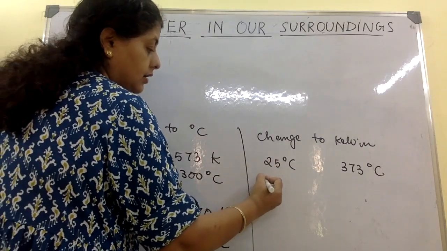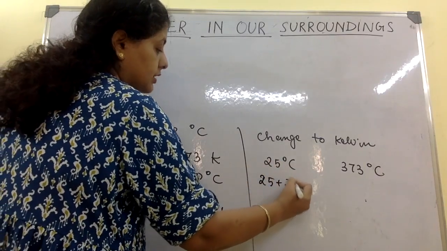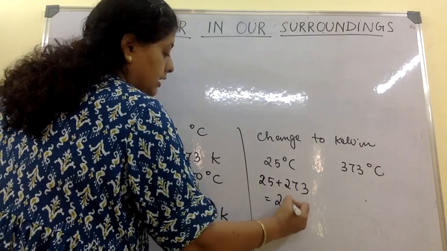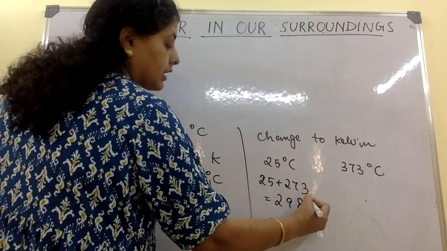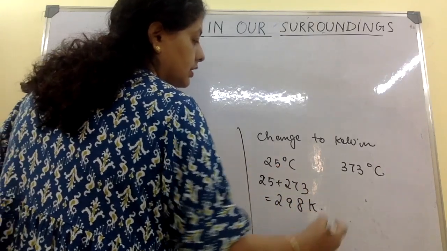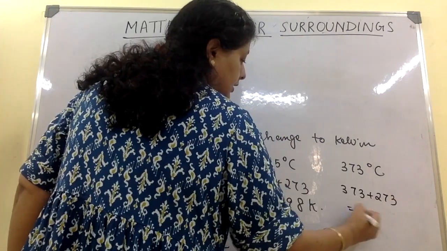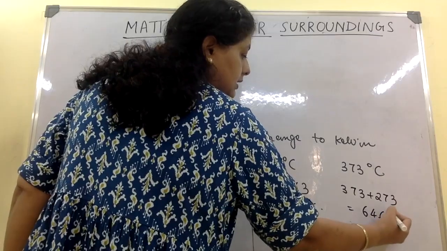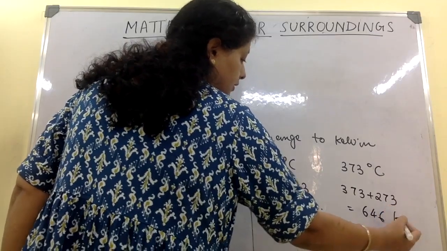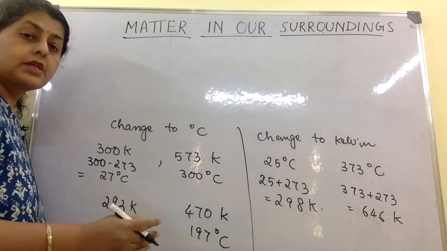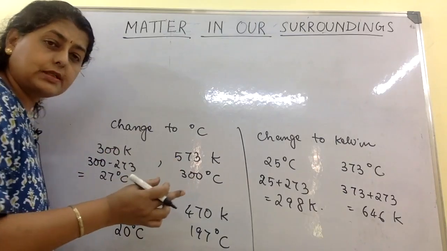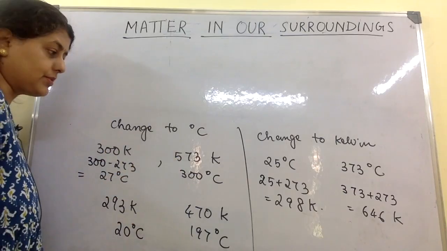If you add 25 plus 273, you'll get 298 Kelvin. So here if I add 273, how much will I get? I get 646 Kelvin. Don't write degree Kelvin. So these are a few of the small numericals that can come in your exams.